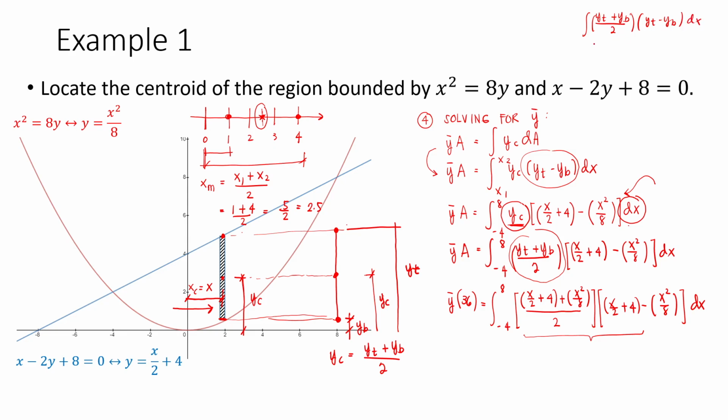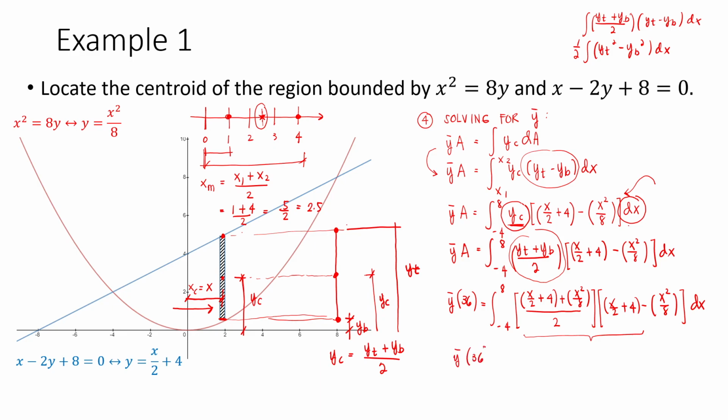You can multiply the numerator and have this term here: 1/2 times y top squared minus y bottom squared, dx. That's the easier version, but again, I did it step by step for you to understand how I got y sub c, or the different parts of the equation.